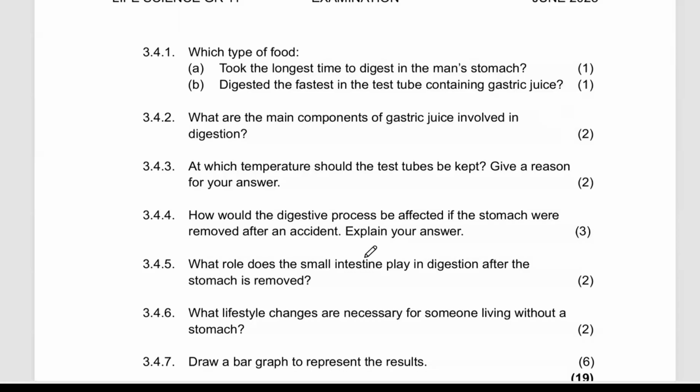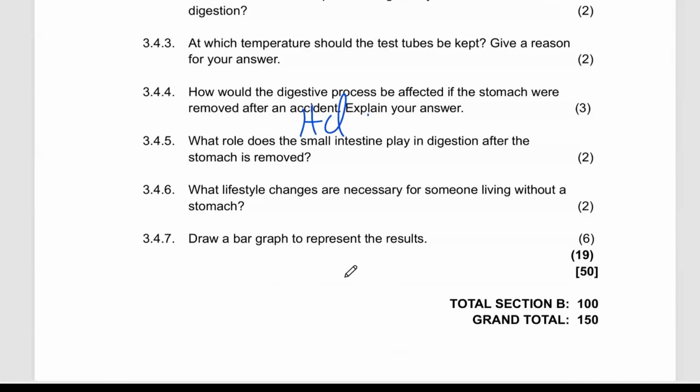When the stomach is not there, you can basically say that digestion will take place, correct? Yes. However, it will be less effective. And then you can also talk about an increase in the risk of infections. Why? Because the hydrochloric acid is not there. If the hydrochloric acid, HCl, is not there, it means that the bacteria won't be killed. Therefore, you are going to be susceptible to infections which come with the food.